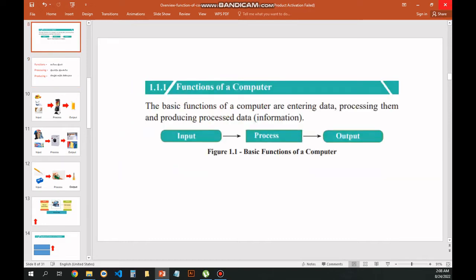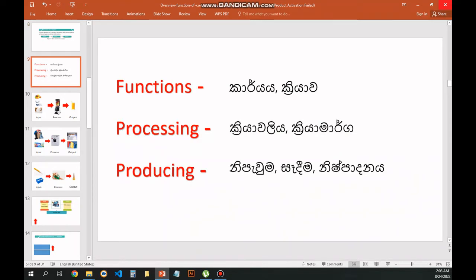Then whatever data you entered will go to the process mode. Then after processing those data, it will produce some information. So produce, right? Produce in Sinhala we say nipaeyuma, nishpadanaya.